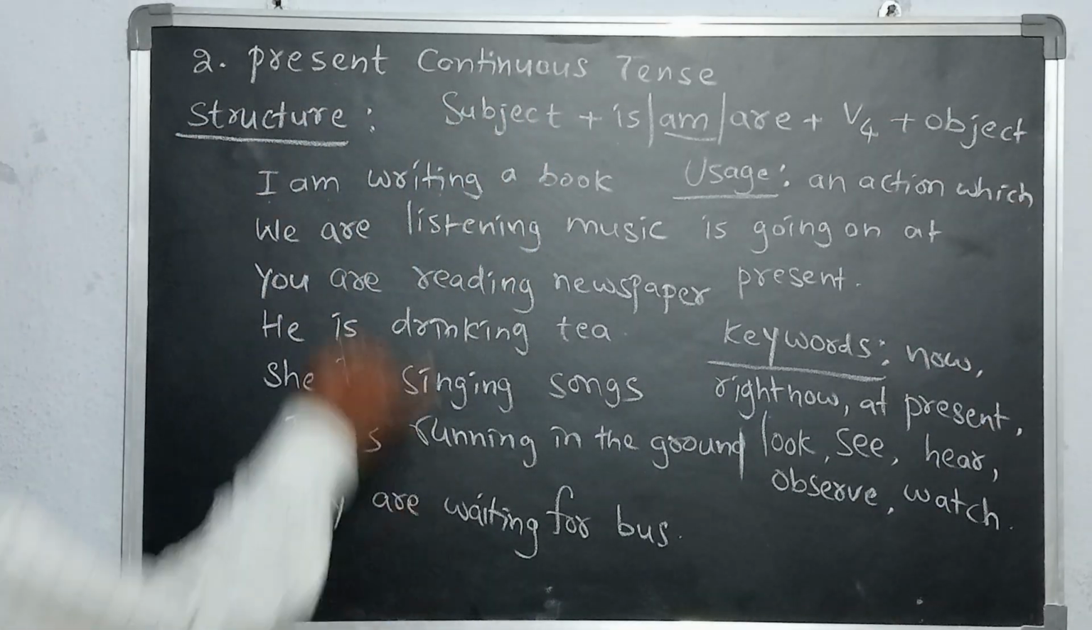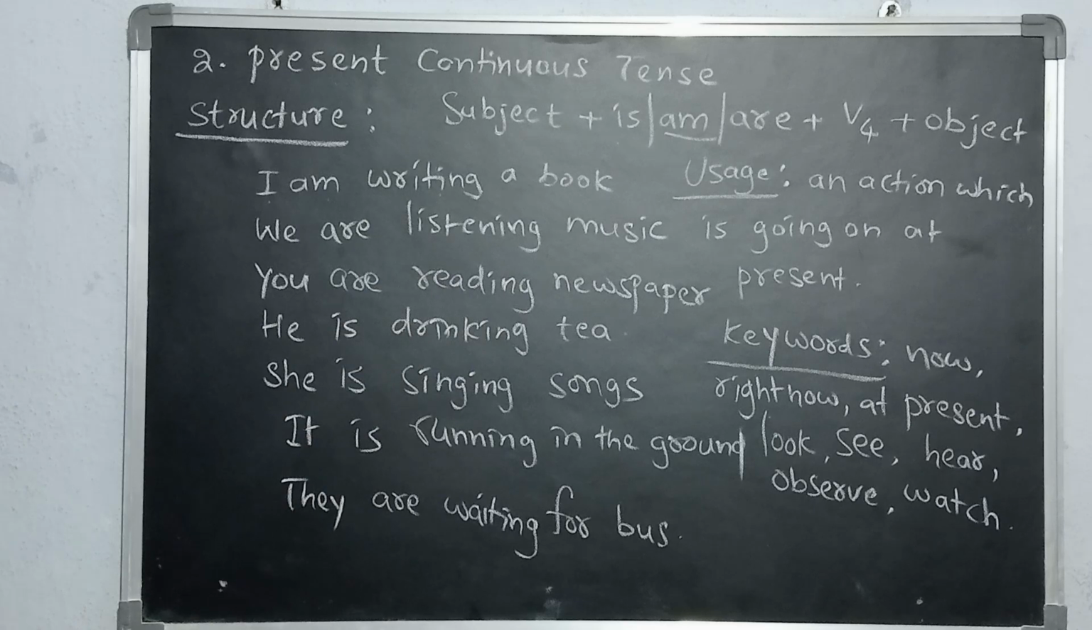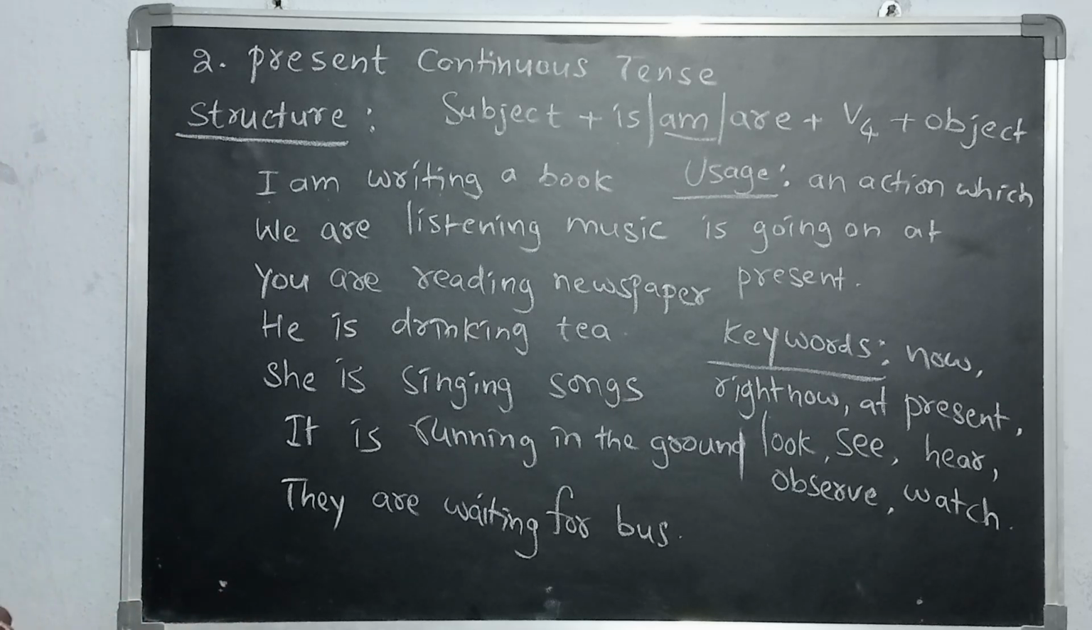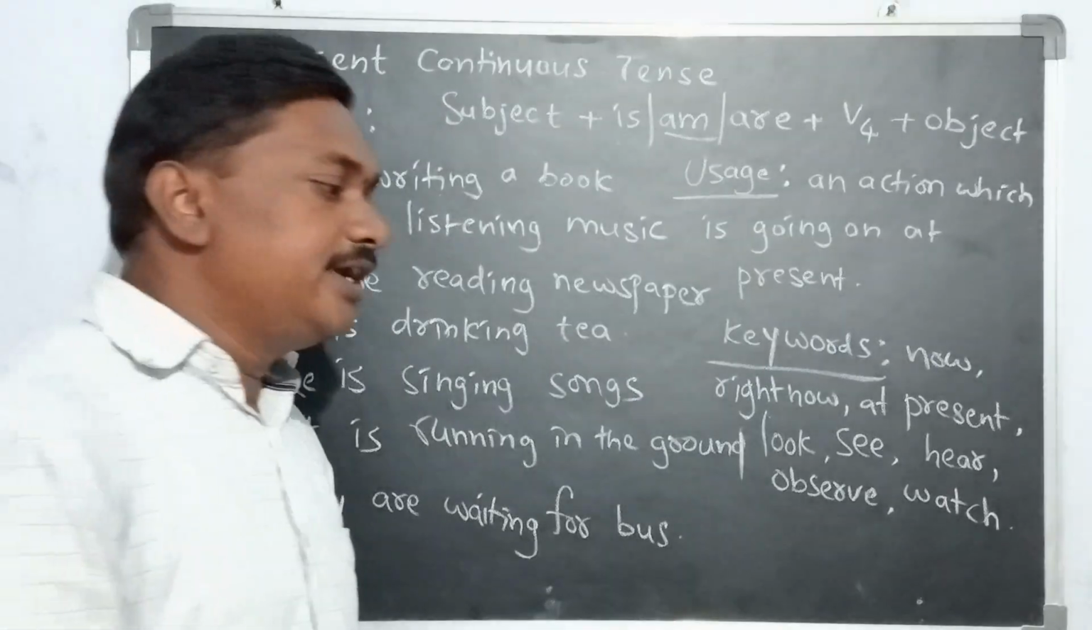Next, sentences. I am writing a book. We are listening music. You are reading newspaper. He is drinking tea. She is singing songs. It is running in the ground. They are waiting for bus. Okay? Understand? Present continuous tense.